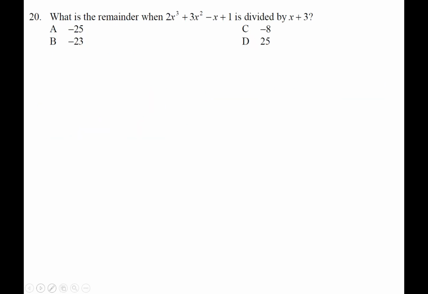I need to find the remainder when we're divided by x plus 3. I would probably use synthetic division for this since I only need to find the remainder. So I'm going to remember we switch our sign here, so it's got to be negative 3. And then my coefficients are 2, 3, negative 1, and 1.